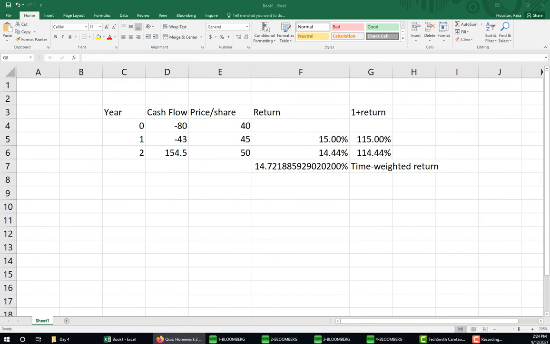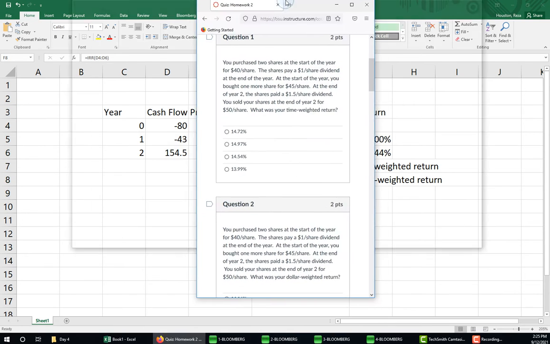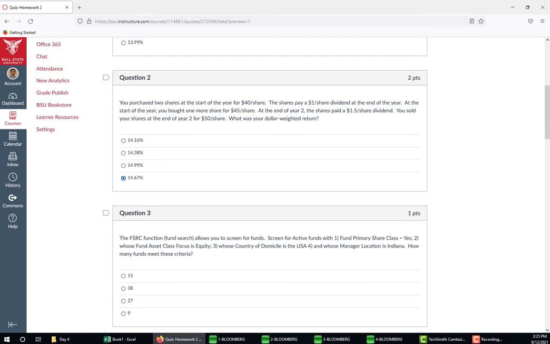Next, for our second question, same data, but now we're looking for the dollar-weighted return. The dollar-weighted return is just the internal rate of return using these cash flows. So I'll use equals IRR and highlight my stream of cash flows, and there we go. It's about 14.67%. So let's leave it there.